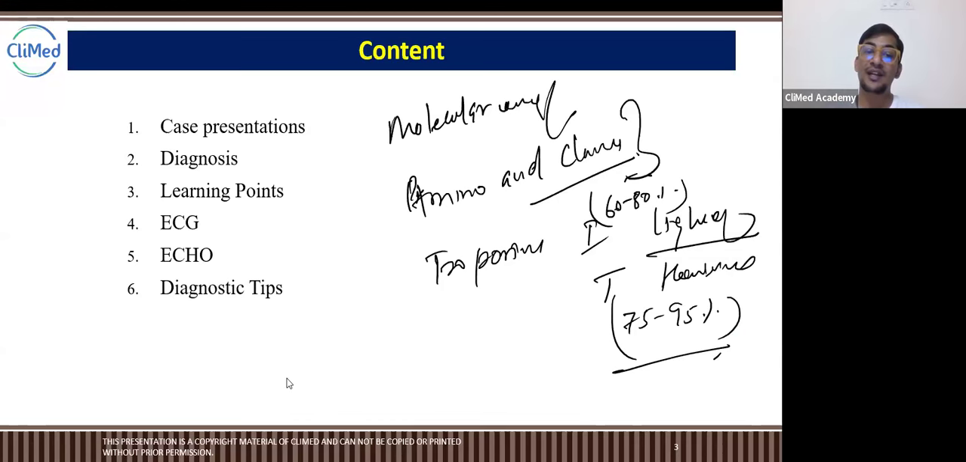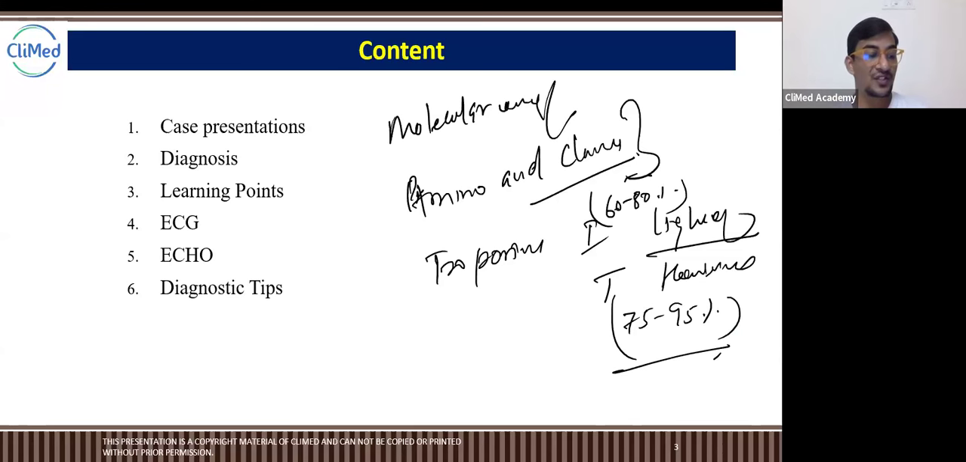Troponin I also can detect the myocardial infarction. It also can detect heart attacks. But because it is easily available, that's why troponin I is used everywhere. Otherwise, troponin T has the higher sensitivity.